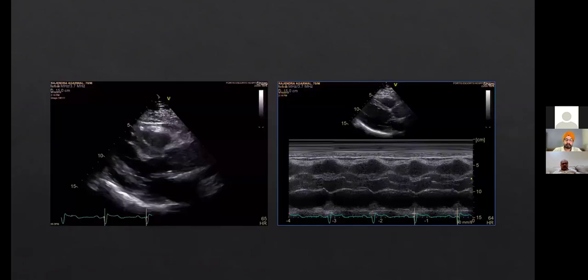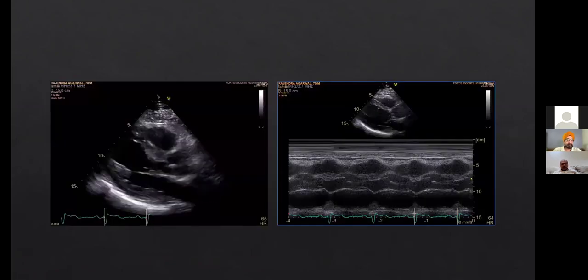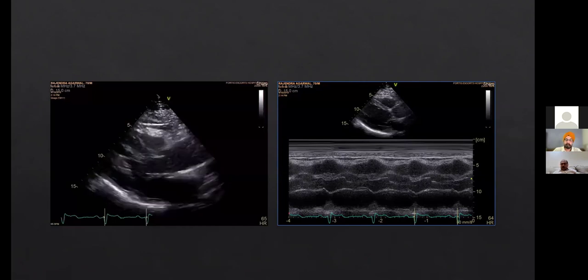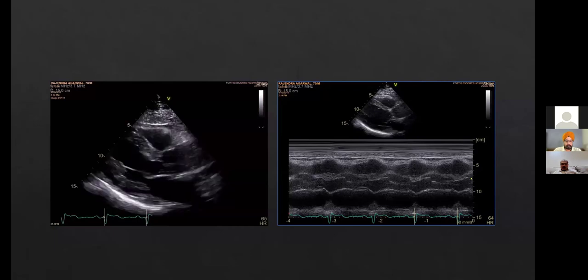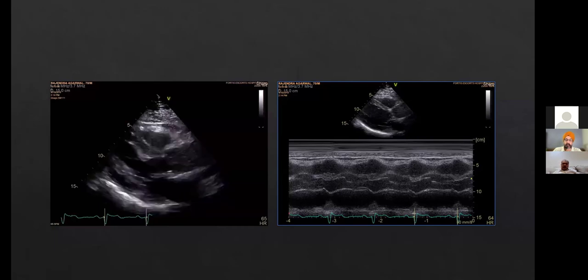3D is yet another place which comes in very handy. Parasternal long axis, the M mode, if you look at it, the box is reasonably opening well. But what you see is doming of aortic valve. If you look at it carefully, there is a systolic doming.